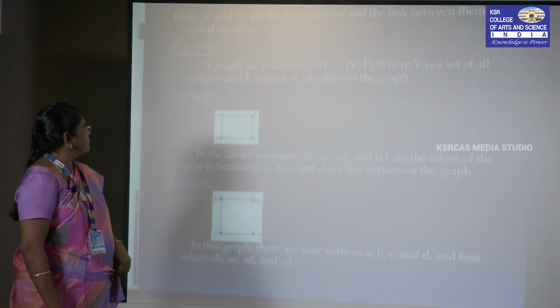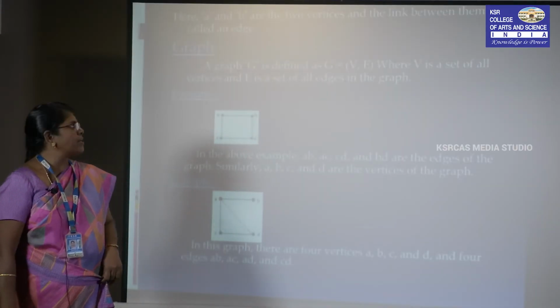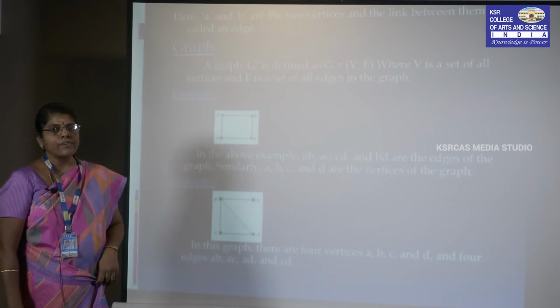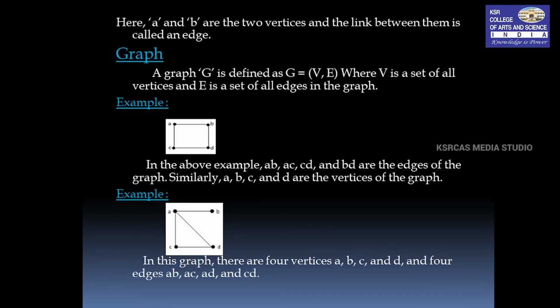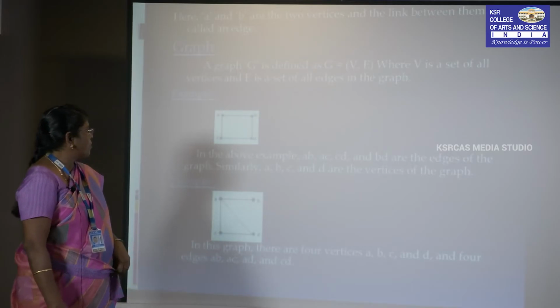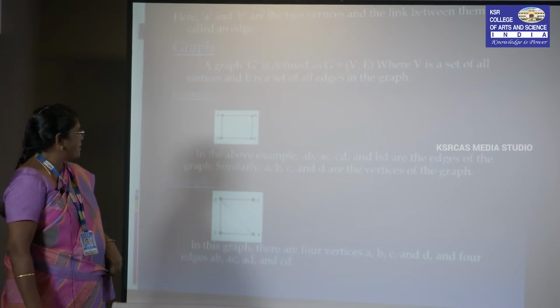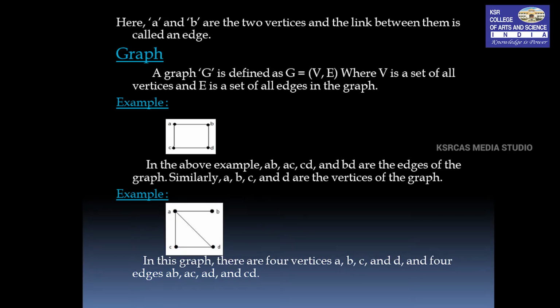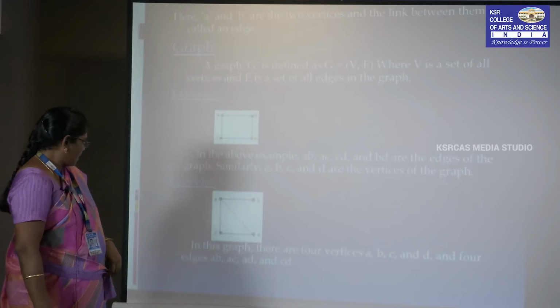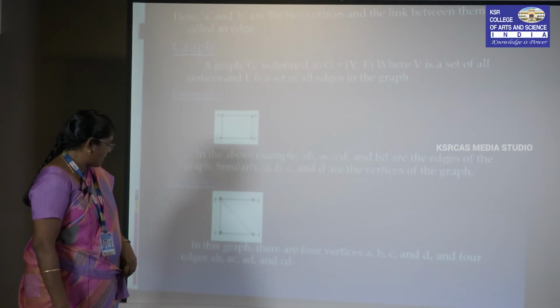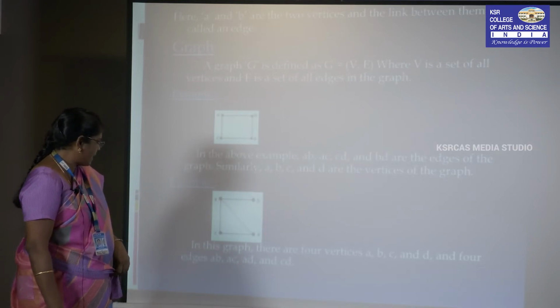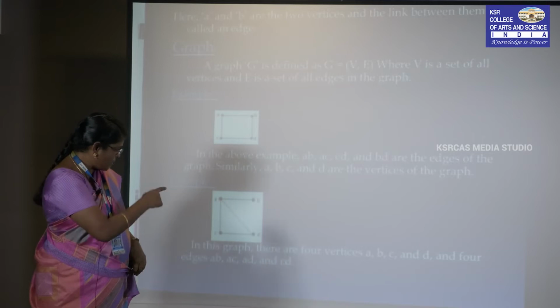Next definition, graph. A graph is an ordered pair (V, E). Here V is the set of all vertices and E is the set of all edges in a graph. See this example. 4 vertices are given, A, B, C and D. That is, A, B, C, D are 4 nodes, points. From these 4 nodes, 4 lines have been formed, and AB, AC, CD and BD are called edges. In the next example, 4 vertices are given and the edges are AB, AC, CD. There is no edge between B and D.